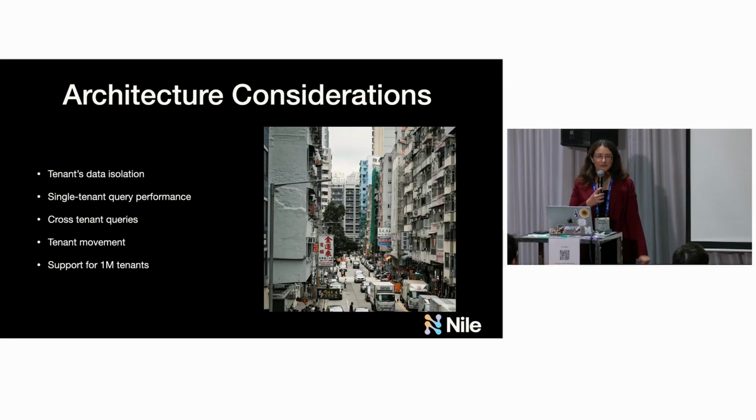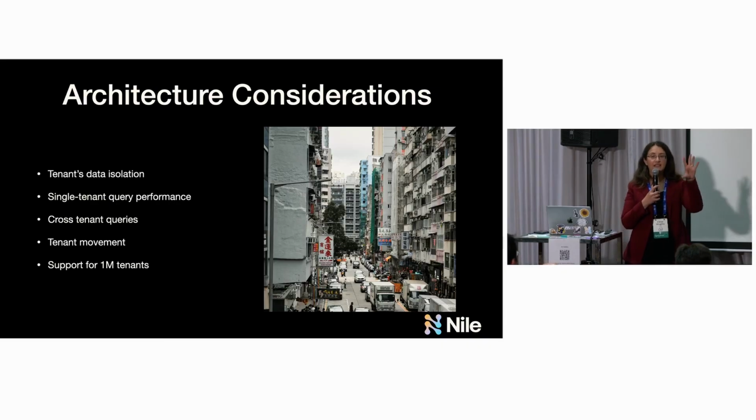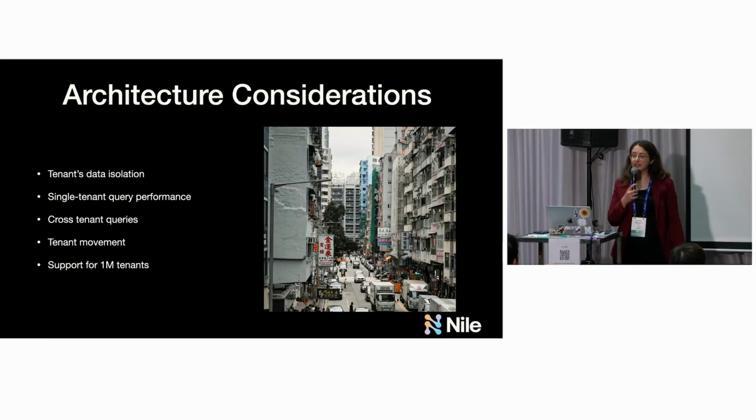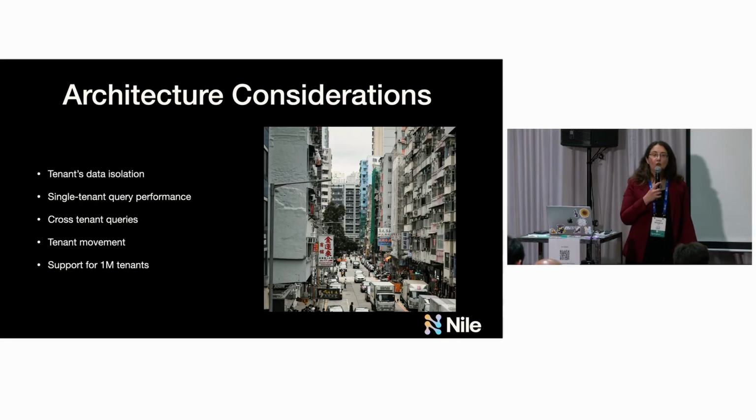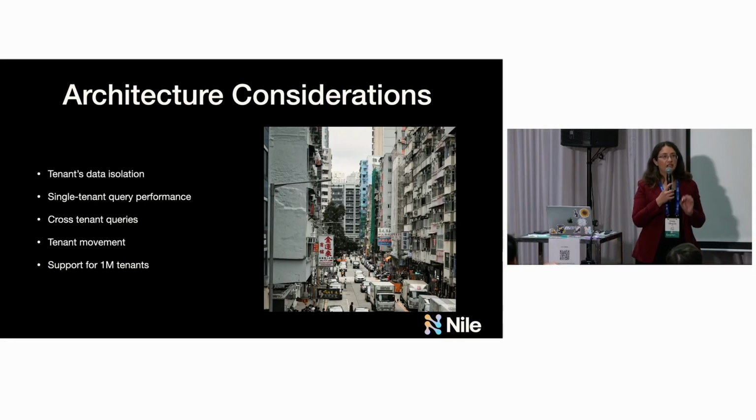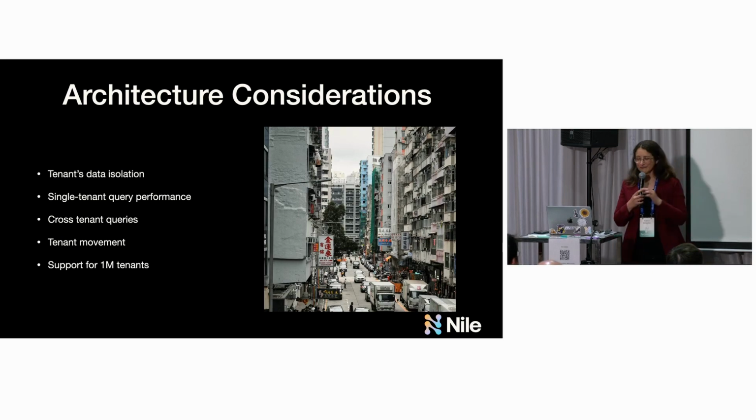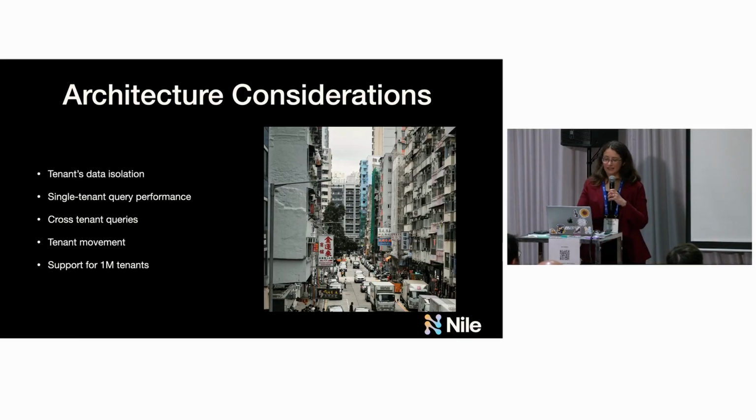There's a difference. We also wanted to allow tenant movement. So if a tenant gets large or noisy on one machine, we wanted to be able to move it to a different server. That was pretty difficult. We have a few slides just on that. And lastly, we wanted to support 1 million tenants. Spoiler alert, we believe this architecture allows up to 16 million. And I'll explain how and the math around it toward the end of the talk.